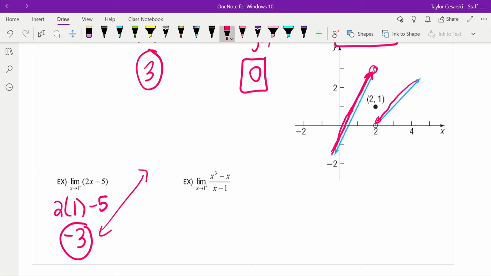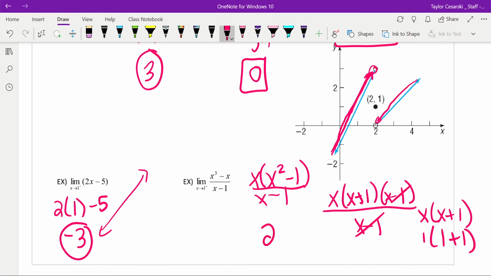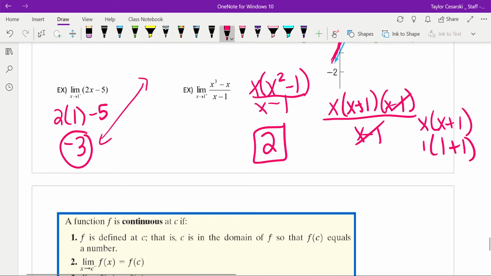Alright, this one right here. Now if I were to plug in 1, I would get 0 on the bottom, and I would get 0 on the top, so that's not going to work. So I'm going to factor it. So x squared minus 1 over x minus 1. I'm going to have to keep factoring. x plus 1 times x minus 1 over x minus 1. So I get x plus 1. And now I can plug it in. So 1 plus 1 is 2. And that's going to equal what it approaches from the right.